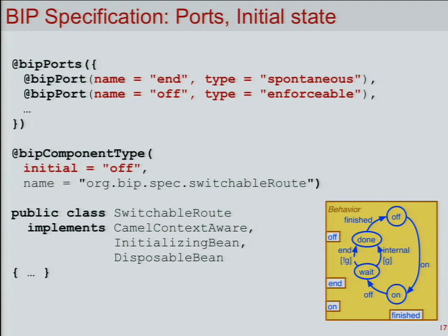So here we have a finite state machine, we have ports, and this is what is actually being described through this class. So we're using a Java class as a means to specify the finite state machine, the coordination mechanism, and the whole thing which was presented before in BIP.